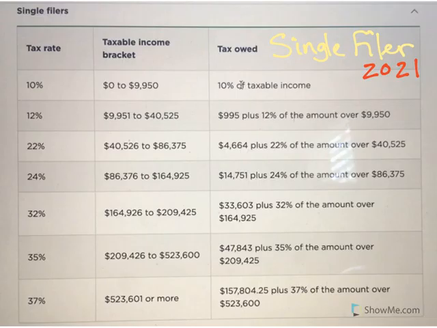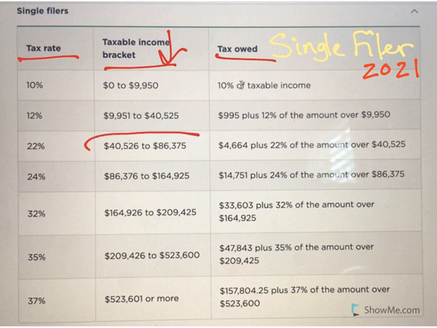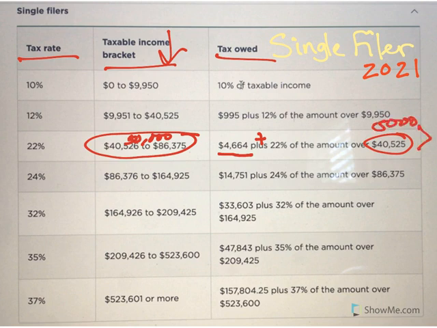So this is a single filer tax table for the tax year of 2021. You'll notice we have the tax rate in the first column, the tax bracket, and then the taxes owed. The tax bracket, the middle column, is where you say, okay, I earn $50,000 a year. That puts me in this tax bracket because $50,000 would fit in here. That means I would owe $4,664 plus 22% of anything over. Because I earn $50,000, I would find the difference. That amount is taxed at the 22% tax rate. That's how this all works.